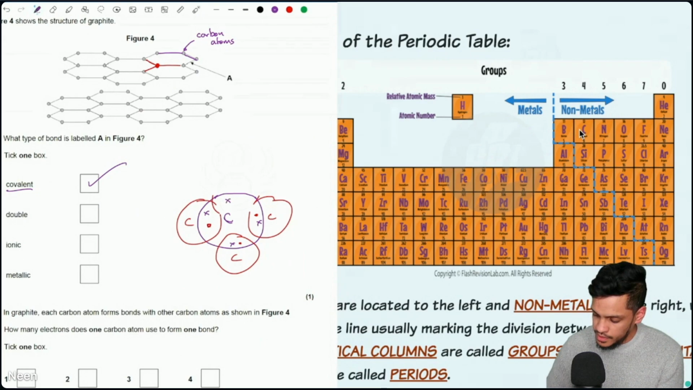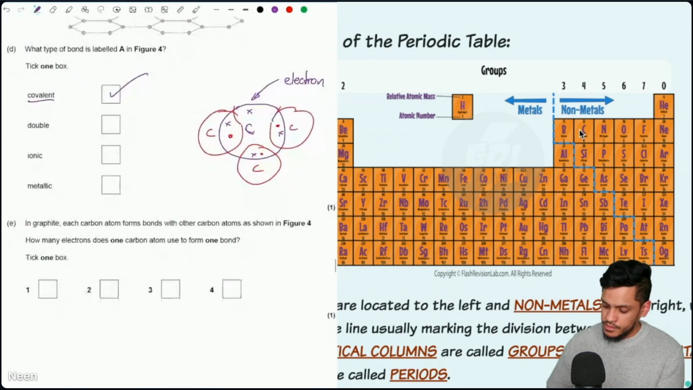So you've got 1 electron free here. That's the reason why graphite conducts electricity, because of that spare electron. That spare electron can basically flow through the graphite. But that's not what the question is asking.